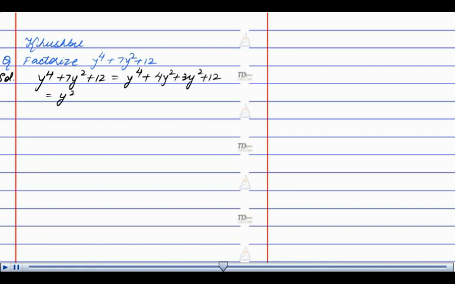Taking out y square common from the first two terms, we are left with y square plus 4. Taking out 3 common from the last two terms, we are again left with y square plus 4. Now taking out y square plus 4 common, we are left with y square plus 3. This is the final result.